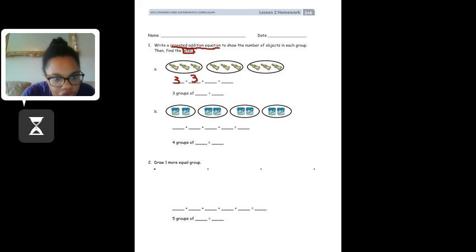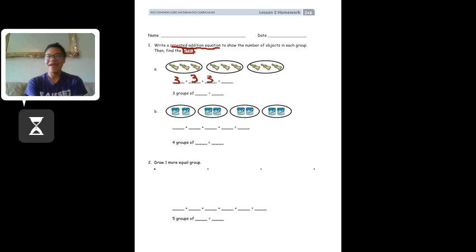1, 2, 3. There's 3 paintbrushes. And then there's one more group. That last group, that third group, that last circle has 3 paintbrushes in it. So now I'm going to write 1, 2, 3. There's 3 paintbrushes in the last circle.